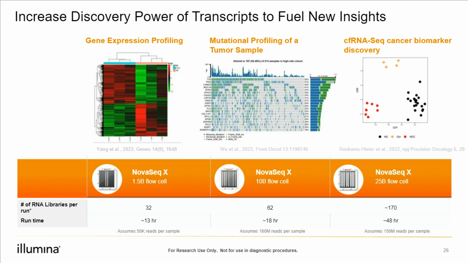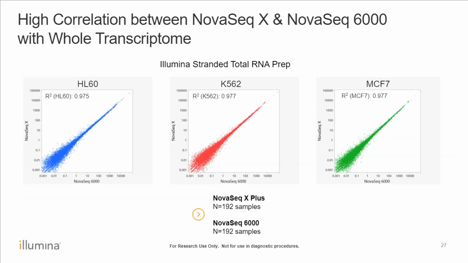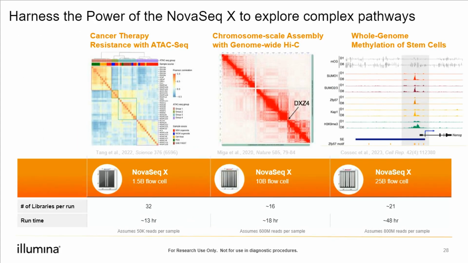With the NovaSeq X, we can run RNA applications like gene expression profiling, mutational profiling, and even cell-free RNA biomarker discovery projects on a single flow cell in 2 days or less. NovaSeq X also shows high concordance with NovaSeq 6000 in RNA sequencing of different cell lines. Additionally, the NovaSeq X is making multi-omic approaches more accessible than ever.